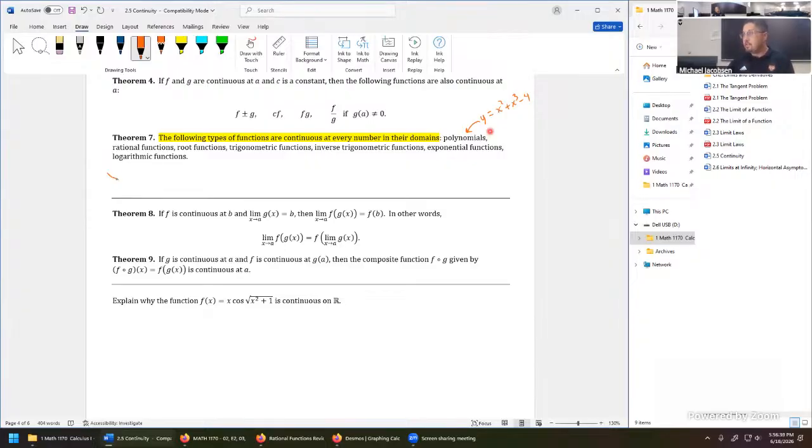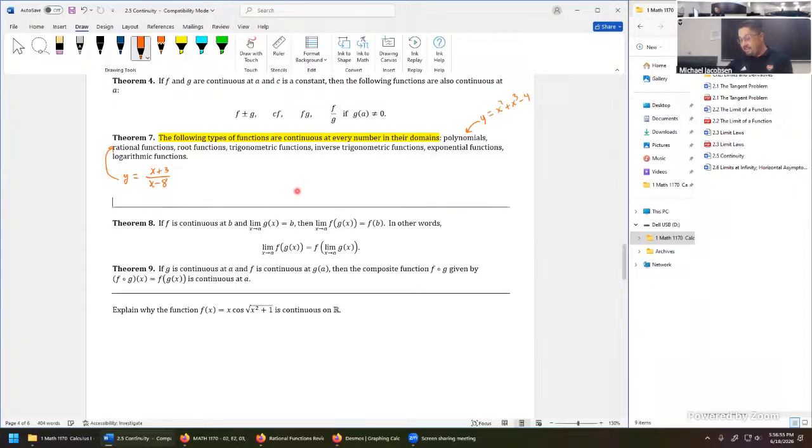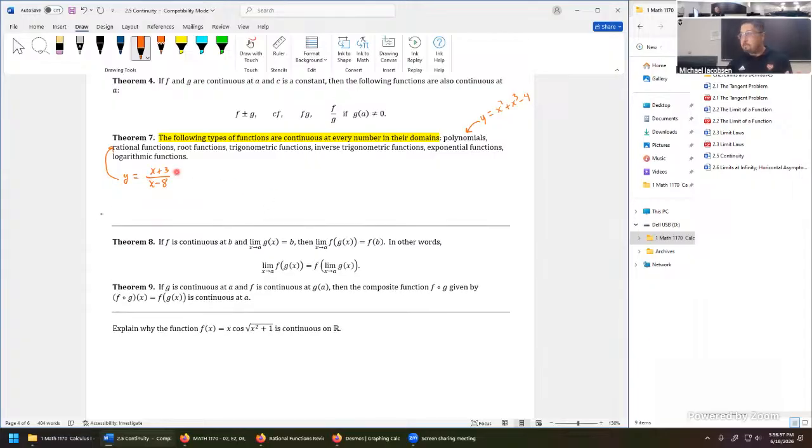Rational functions are continuous on their domains, but their domains are not all real numbers. A rational function could be y equals x plus 3 over x minus 8. This one has a domain exclusion. You cannot plug 8 inside this function. So it's continuous as long as x is not equal to 8. Everywhere else, it's a rational function. You can use direct substitution, and you have full continuity.